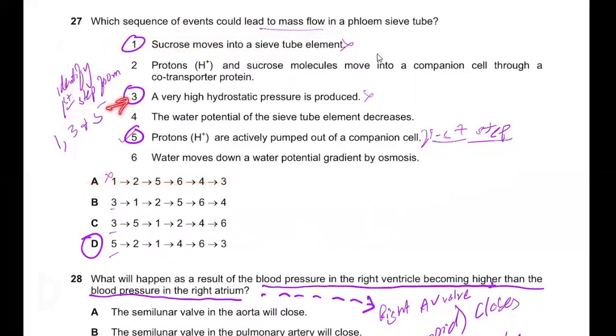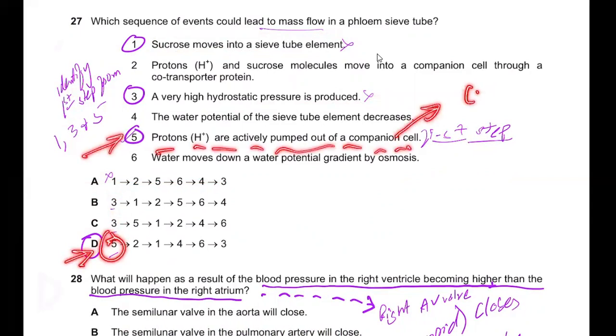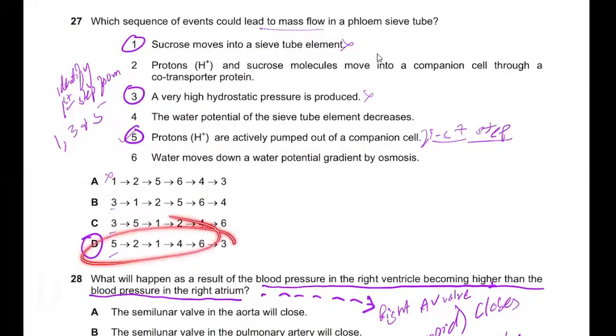Then look at number 3. Number 3 is given in B and C as the first step: a very high hydrostatic pressure is produced. No, this comes in fact last, that the hydrostatic pressure is produced, because after this the mass flow begins. So if we go to option D, where the first option is 5, so 5 is protons that are actively pumped out of the companion cell, and from the companion cell they go to the cell wall of the companion cell. So this is the first step. Yes, so our answer will be D.